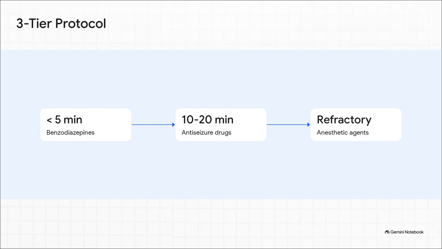So to stop this storm, providers execute a super strict 3-tier protocol. Step 1, the first-line therapy, is benzodiazepines administered in under 5 minutes. If that doesn't work, boom, they quickly escalate to Step 2, deploying second-line anti-seizure drugs, or AEDs, right around the 10 to 20-minute mark. Finally, if the patient is still seizing, which we call refractory status epilepticus, they move to Step 3, bringing in powerful intravenous anesthetic agents.